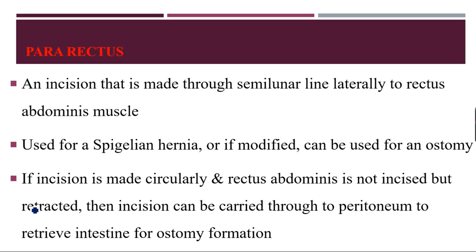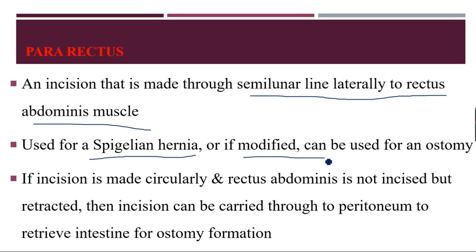So pararectus is an incision that is made through the semilunar line, lateral to the rectus abdominis muscle, and an important indication for using this pararectus incision is a Spigelian hernia, or if modified, sometimes it can be used for an ostomy also. If the incision is made circularly and the rectus abdominis is not incised but retracted, then the incision can be carried through the peritoneum to retrieve intestine for ostomy formation, like in ileostomy or sometimes colostomy also.